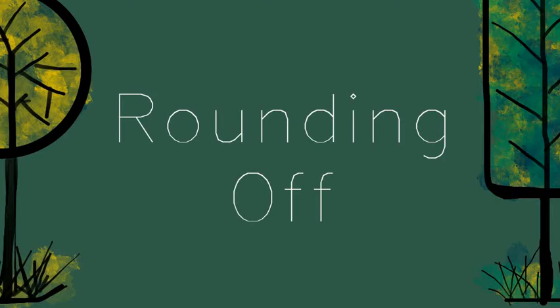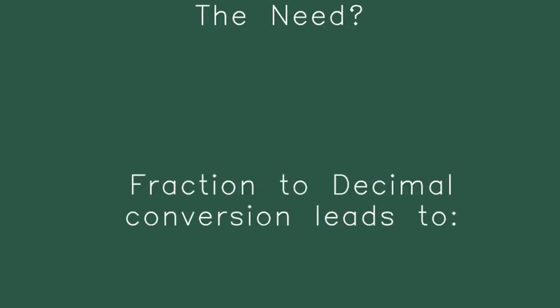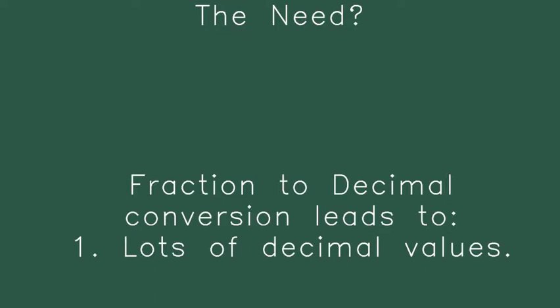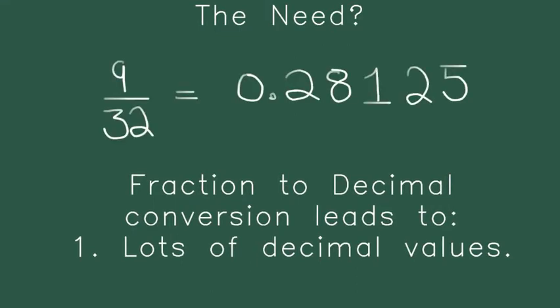Hello and welcome back. Today we are going to be discussing how you round off numbers which are in decimal values, right? So first of all, the reason for doing this conversion is that sometimes when you convert fractions into a decimal number, you get an answer which has a lot of decimal places in it. For example, you have the number 9/32. When we convert this into a decimal number, it becomes 0.28125.